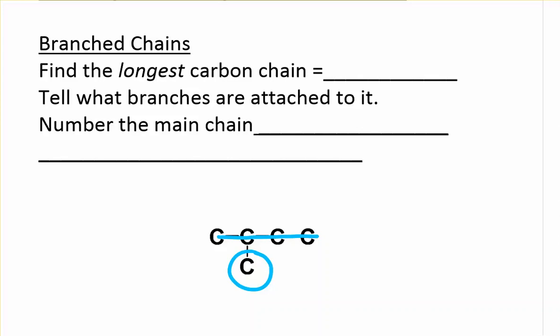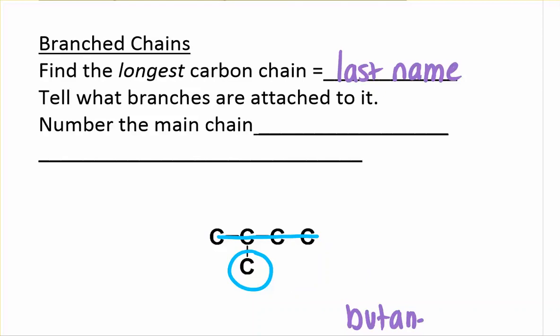When I find the longest chain, that tells me the last name. The last name of this compound has 4 carbons, so the last name is butane.